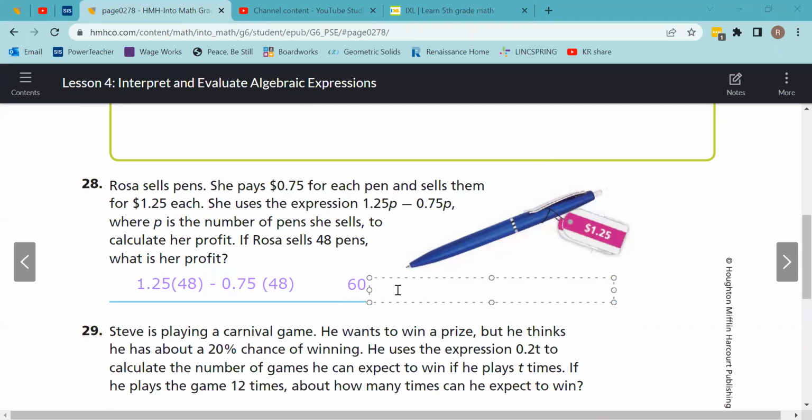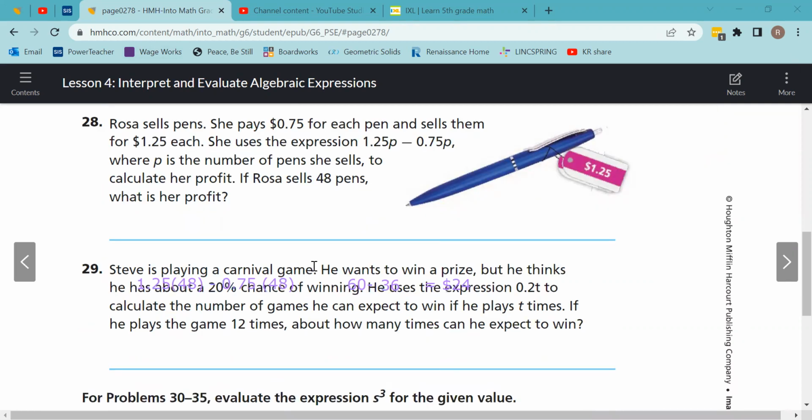60, take away 36. And I kind of like to work backwards here. What is her profit? We're dealing with money. Add 4 to get to 40, 20 more to get up to 60. $24 is what she earns from selling 48 pens. And if you want to divide 48 by 24, she earns $2 for every pen she sells.